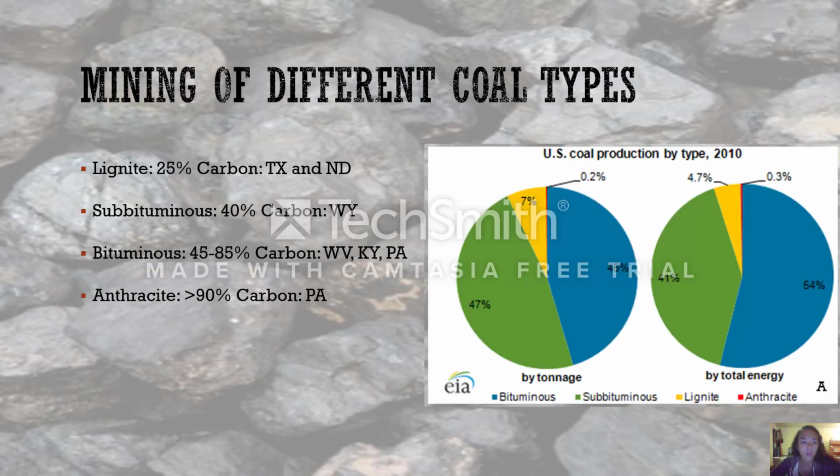Lignite has the lowest carbon content, about 25% carbon, and is mined slightly more than the anthracite, and you can find that in Texas and North Dakota. Bituminous and subbituminous coal are pretty equal on both tonnage and total energy mined in the United States, but subbituminous only has about 40% carbon, while bituminous has about 45 to 85% carbon. And subbituminous coal can be found typically in Wyoming, while bituminous can be found in West Virginia, Kentucky, and Pennsylvania.